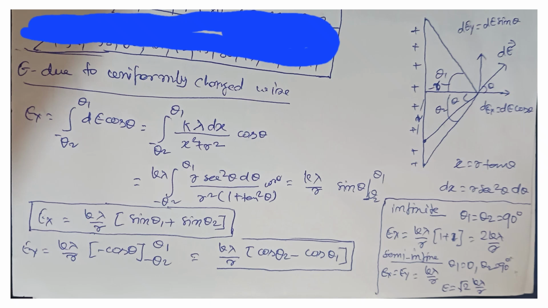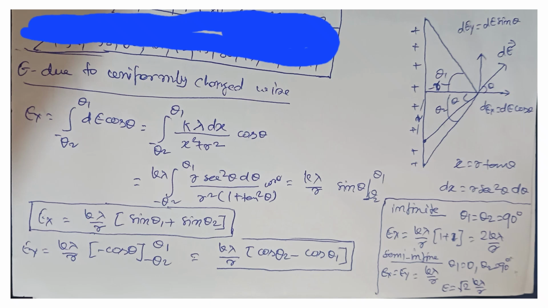Now take k lambda outside the integration. In order to integrate it, use x equal to r tan theta. Suppose dx will be r sec square theta d theta. Put all these values into the equation and you will get r sec square theta d theta over r square into 1 plus tan square theta. Now 1 plus tan square theta is equal to sec square theta. So finally you will get k lambda by r times the integral of cos theta from minus theta 2 to theta 1. Finally your Ex will be k lambda by r times sin theta 1 plus sin theta 2.